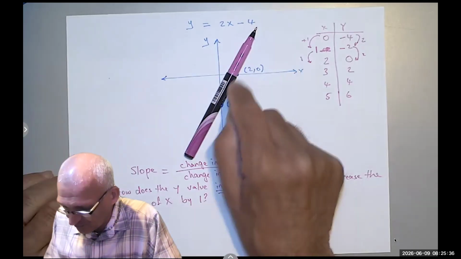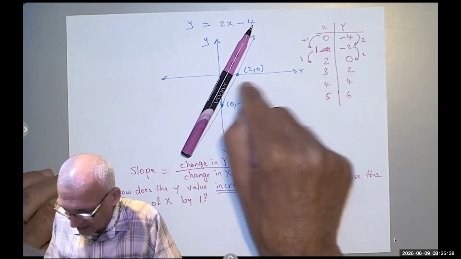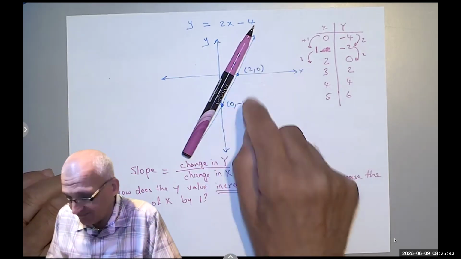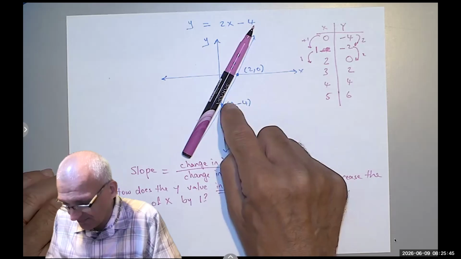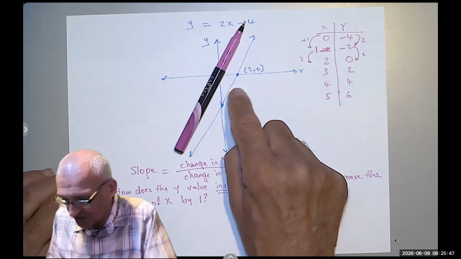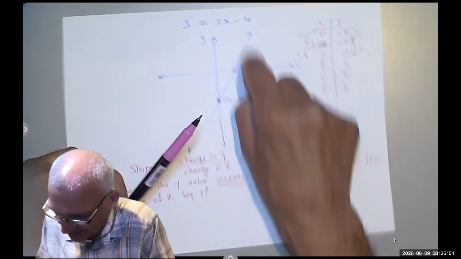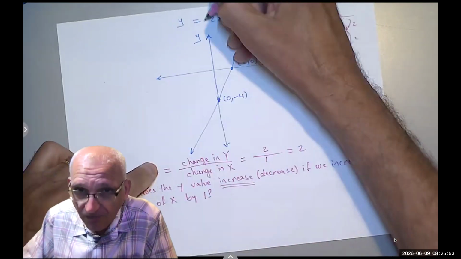So every time I move 1, I go up 2. Because if sometimes I add 1, if I increase 1, I get 2, then I increase 1 and I get, for example, 6, and then I increase 1, I get something else, it means there is a curvature.